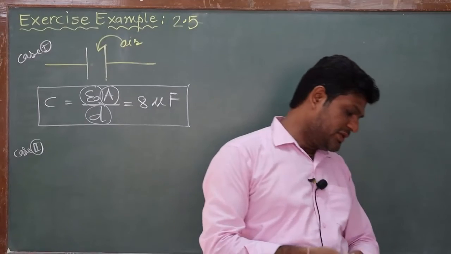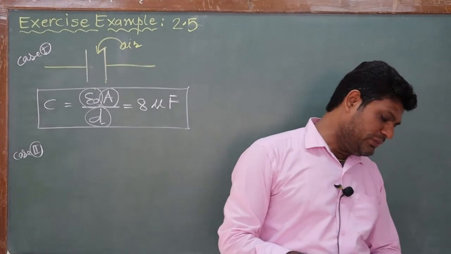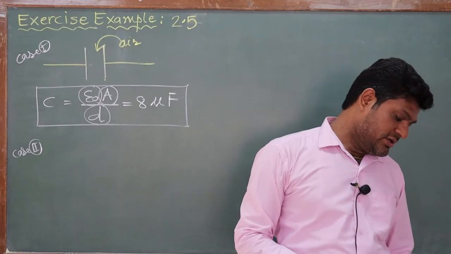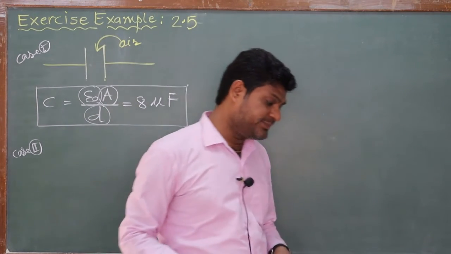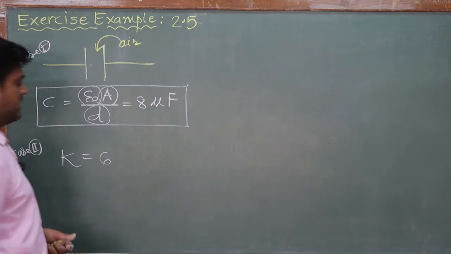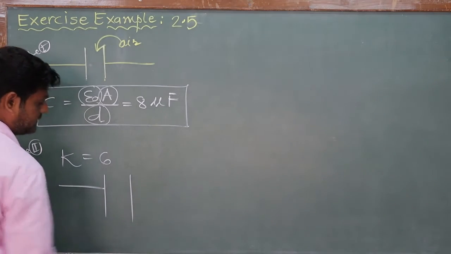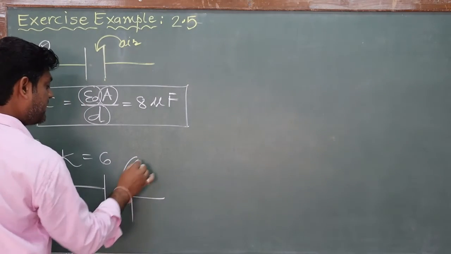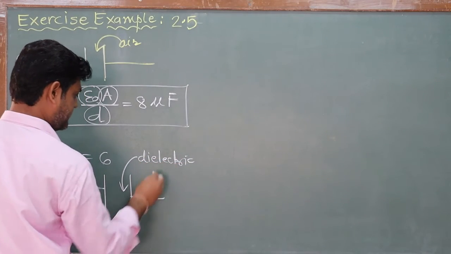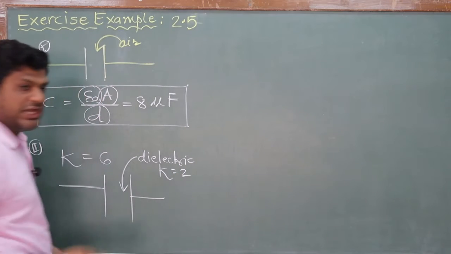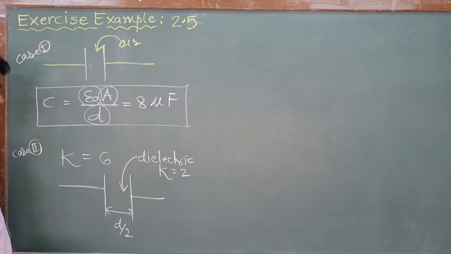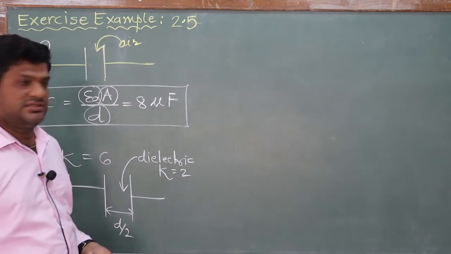What will be the capacitance if the distance between the two plates is reduced by half and the space between them is filled with a dielectric substance of constant K equal to 6? Now here is the capacitor. In that, dielectric material is kept having dielectric constant K, and the distance between them becomes D by 2. What is the new capacitance?